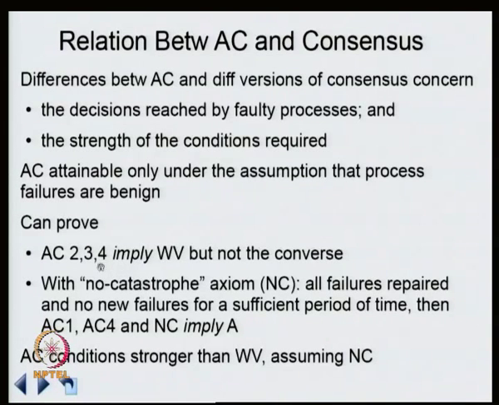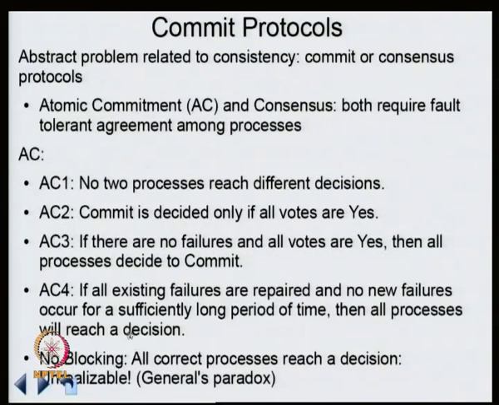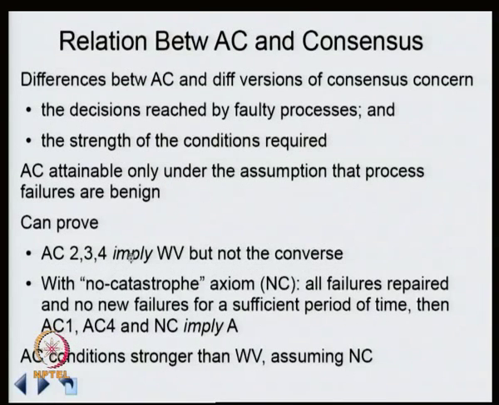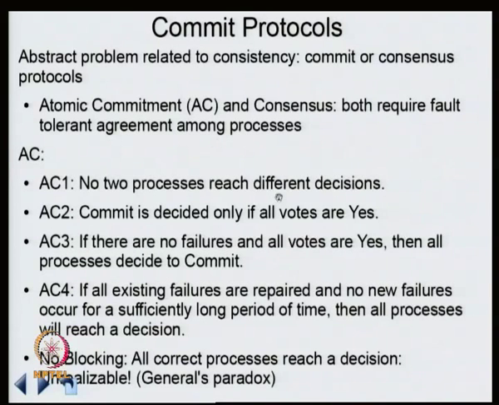Now, the reason why 4 is included is that if you have some failures but no new failures occur for some long period of time, then again this issue is similar to what is there in the condition here. Therefore, you can show that 2, 3, 4 essentially imply weak validity. The reverse is not true because, as I said earlier, in the case of commitment even faulty processes have to agree on the decision, which is not required in the case of consensus.